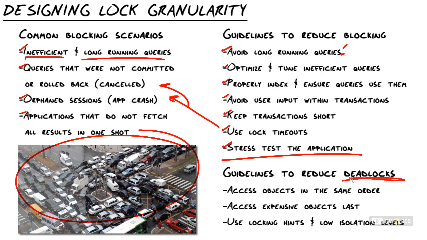Guidelines to reduce deadlocks. It's pretty easy to reduce deadlocks. Sequential consistency is what we call this. Access objects in the same order. So if you have multiple queries that do things in reverse of one another, then you're just asking for a deadlock scenario to happen inside of your database.